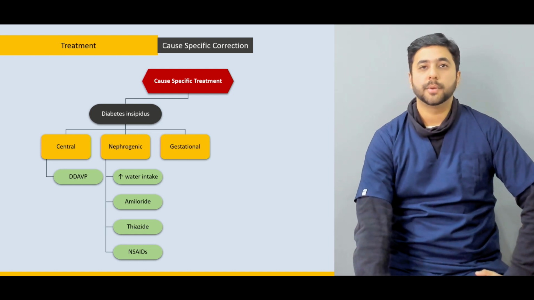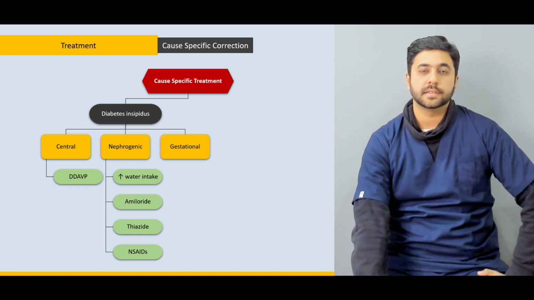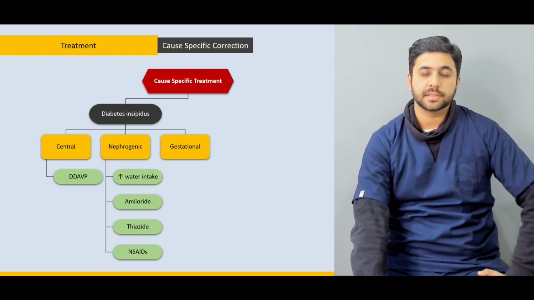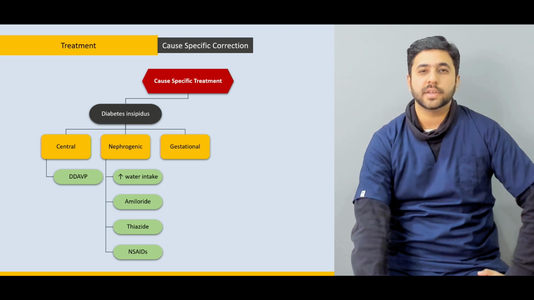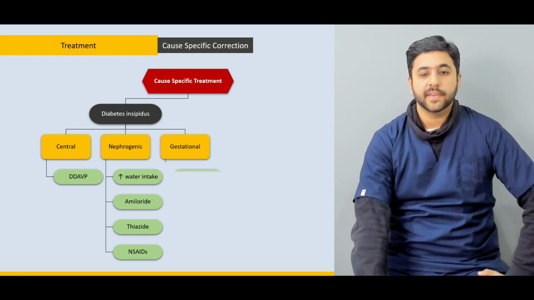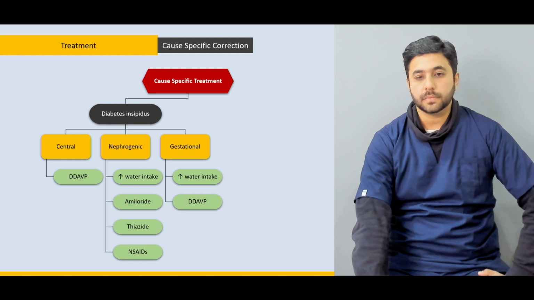Similarly, just as we talked about gestational diabetes insipidus in a female in which there is a protease secreted by the placenta called vasopressinase that cleaves the ADH, and the patient is essentially in a diabetes insipidus state, we again correct it by increasing the water intake and giving the patient DDAVP or desmopressin.